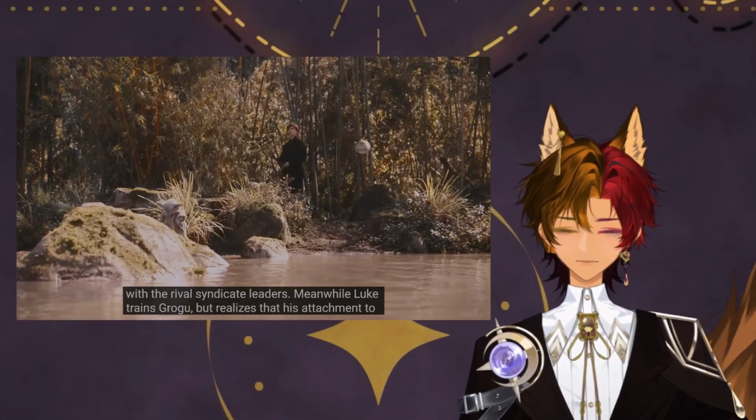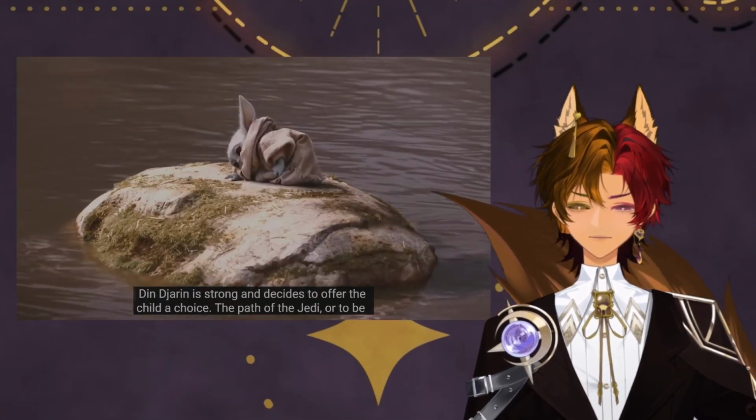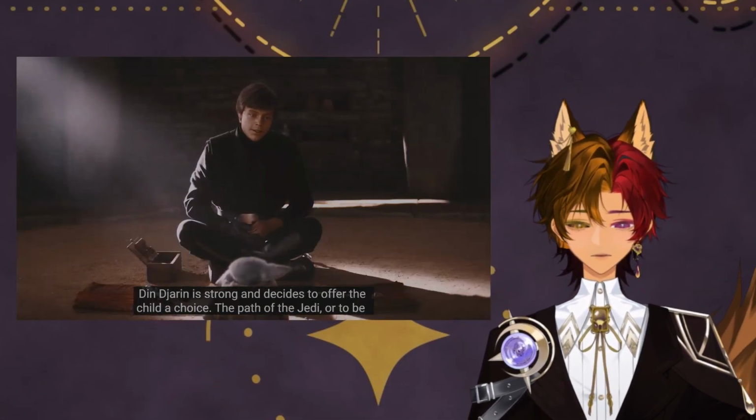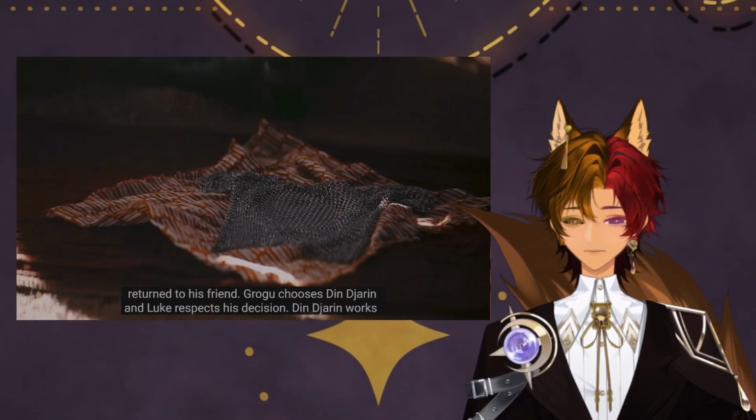He then eliminates the Pike leadership in Mos Espa along with the rival syndicate leaders. Meanwhile, Luke trains Grogu but realizes that his attachment to Din Djarin is strong and decides to offer the child a choice: the path of the Jedi or to be returned to his friend.